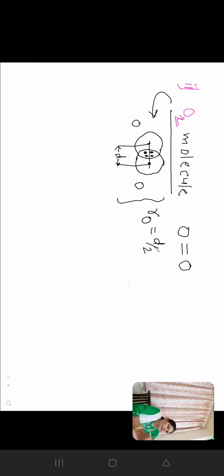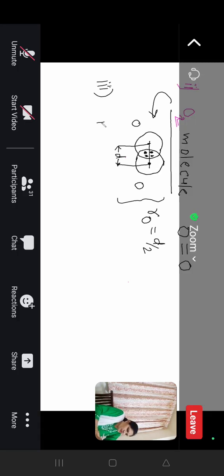Okay. Now third example I will give you. For example, N2 molecule.